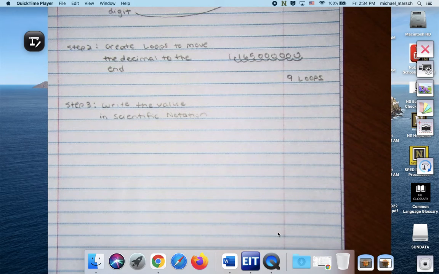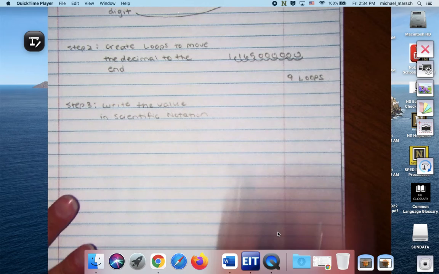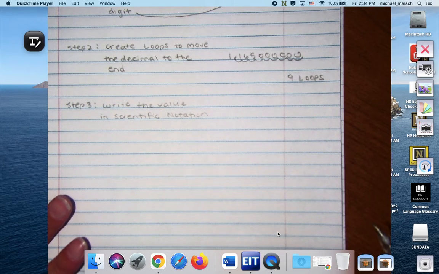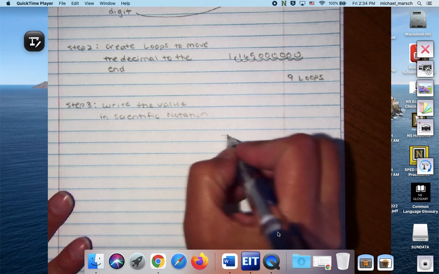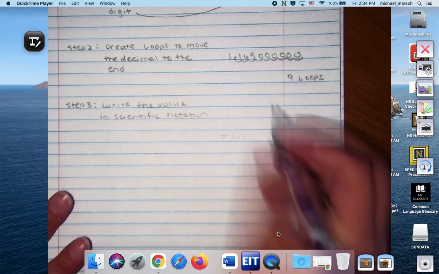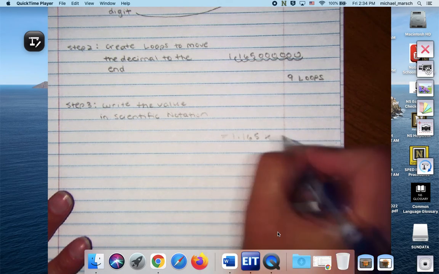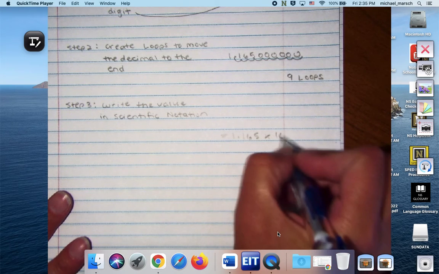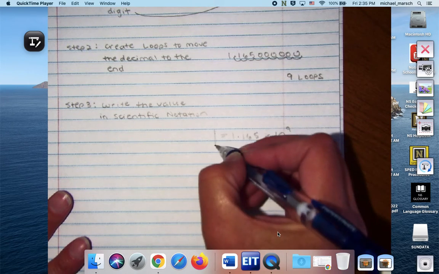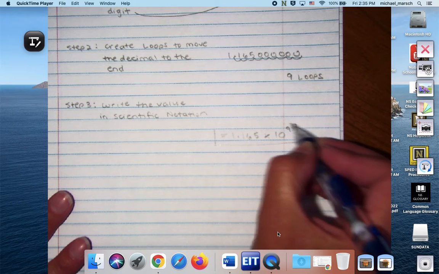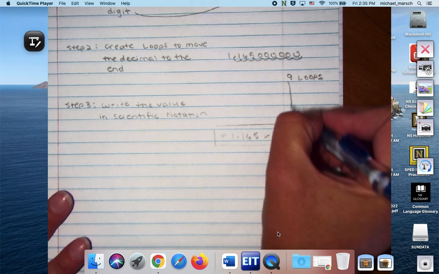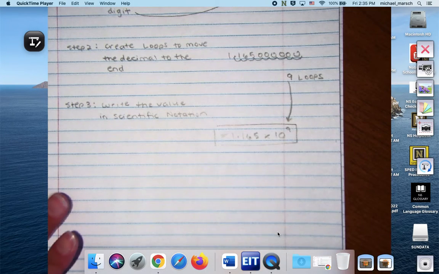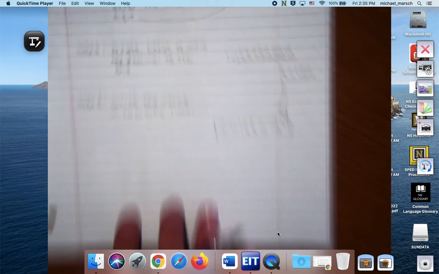Anybody feeling super confident and want to tell me what you think it would be? Riley? 1.165 times 10 to the 9th power. Perfect. 1.165 times 10 to the 9th power. How did Riley know that it was going to be to the 9th power? Because there's 9 loops. That's what tells us our exponent is going to be.